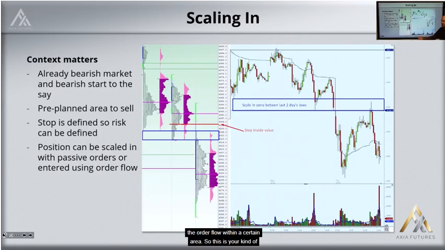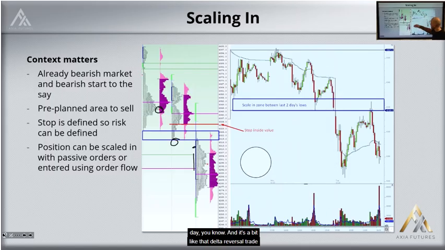So, this is your kind of traditional scaling in style. And what we're looking at here, simple trade, this is one in Euro stocks. Context matters, of course, and this is always the case. It's something I could say every time. What you're looking for here then is we've got a bearish market. Market's starting to fall. This is your profile, so we've not necessarily covered profile yet, but value is moving lower, we close lower, we open a little bit lower and trade down. That's this move in here. So you've got a bearish start to the day.